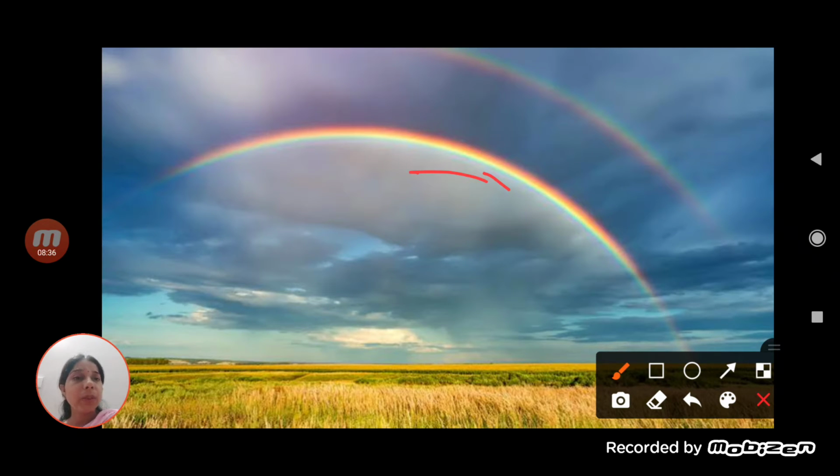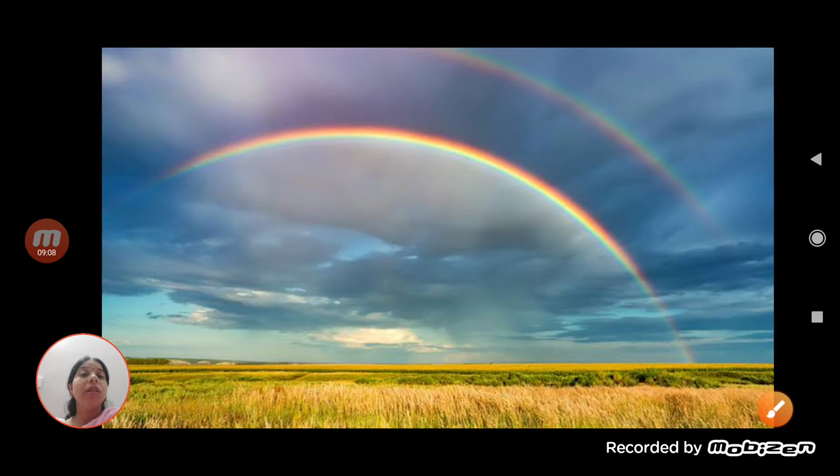Let me tell you one more thing, students: a water droplet is circular, so the rainbow formed is also in the form of a circle, although we cannot see it. We can see it at a higher altitude. But generally from ground level, the rainbow appears like an arc. Actually, it is a complete circle. So this splitting of color is called the dispersion of light.